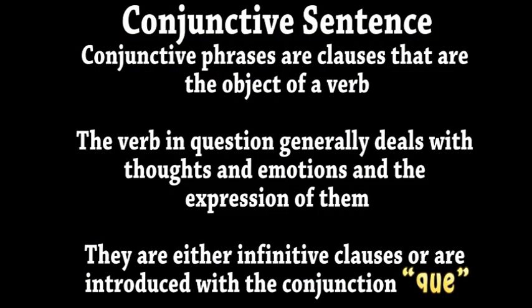Next is conjunctive clauses. Conjunctive phrases are clauses that are the subject of the verb. Conjunctive phrases are clauses that are the object of the verb. The verb in question generally deals with thoughts or emotions and the expression of them. They are either infinitive clauses or are introduced with the conjunction que.